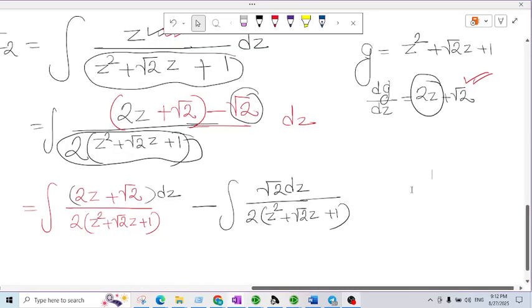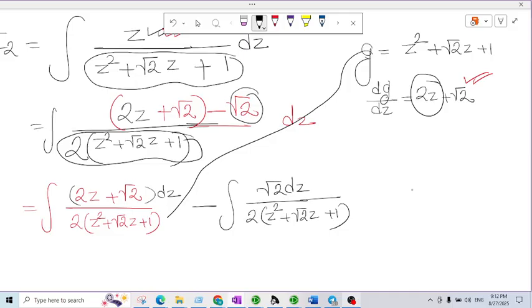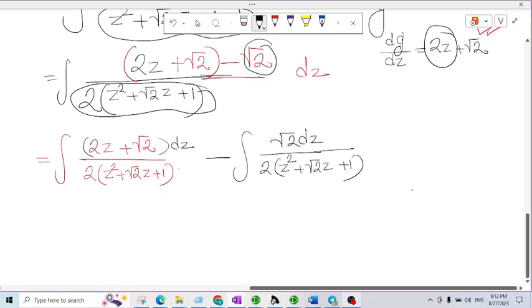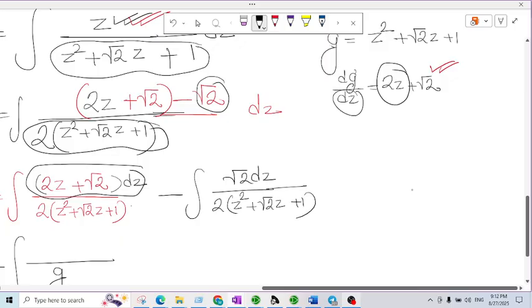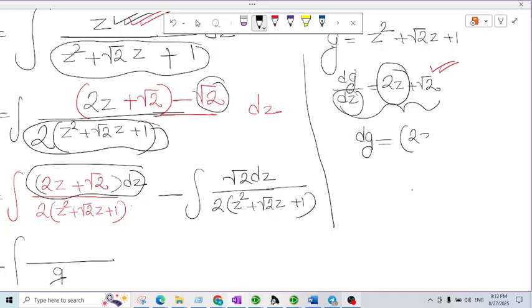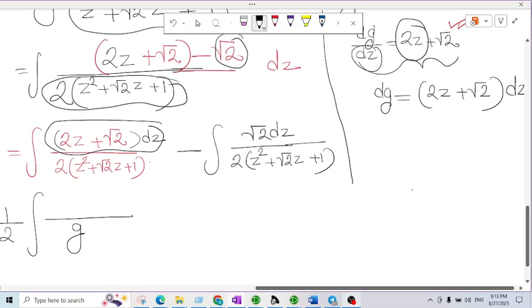Okay, so now I will use this g here, then I will get 2 into g. Let's write this 2 outside. And what is this? This is simply equal to, let's see, if I write this line, dg is equal to 2z plus root over 2 dz. So let me write it here, and I will get dg.